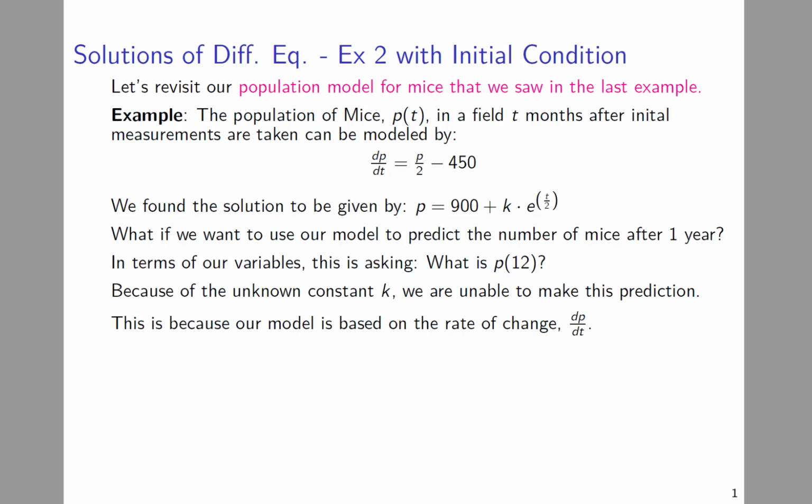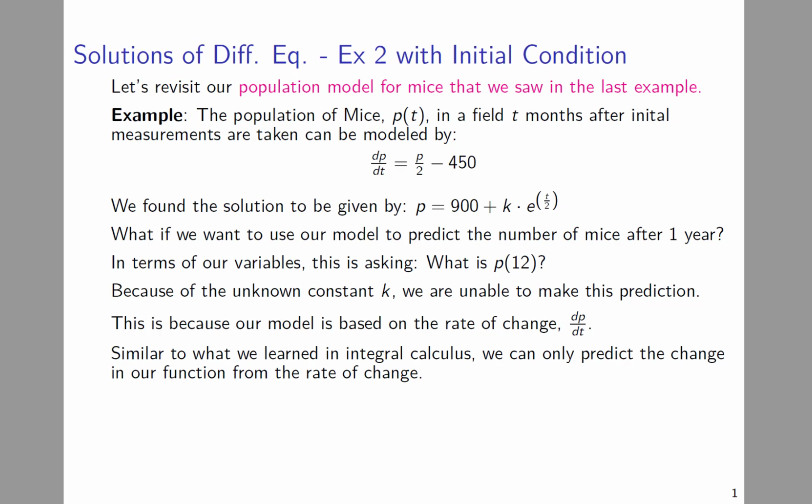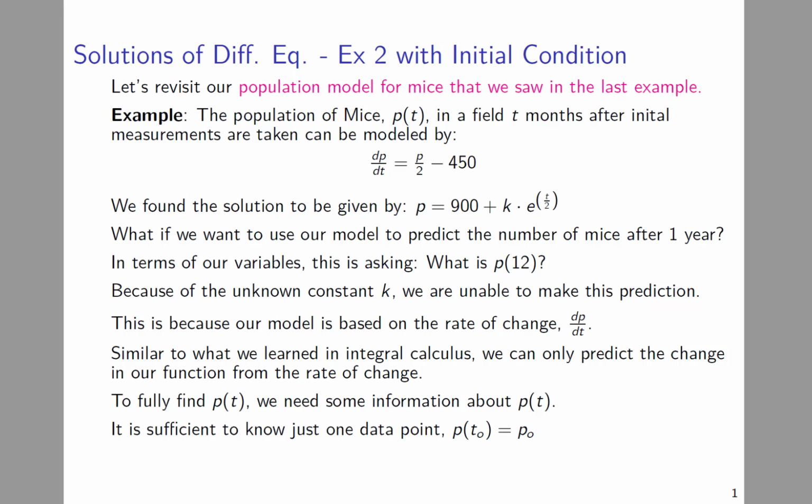This is because our model is based on the rate of change dP/dt. And similar to what we learned in integral calculus, we can only predict the change in our function from the rate of change. So to fully find P(t), we need some information about P(t). It is sufficient to know just one data point, P at t_0 equals P_0. Such a data point about P(t) is called an initial condition.